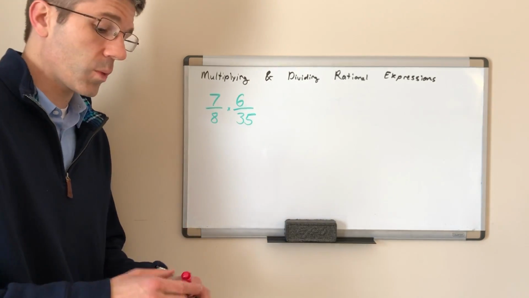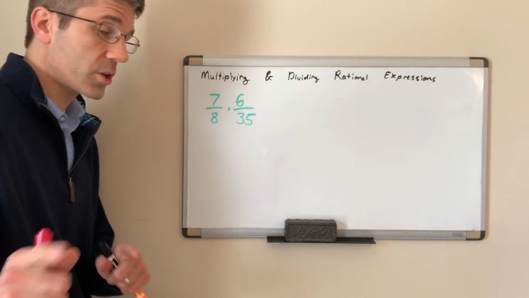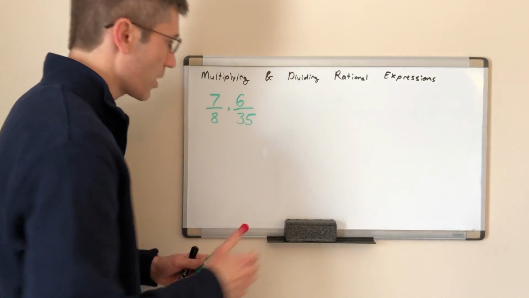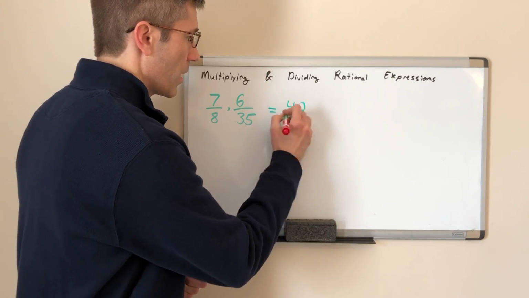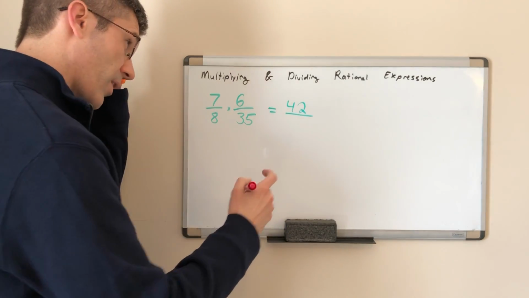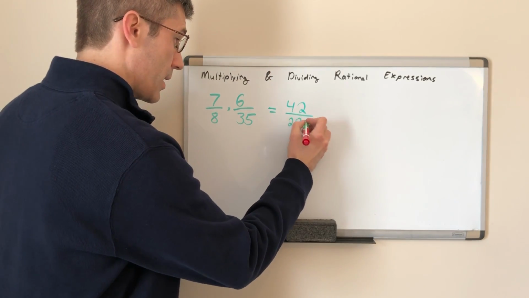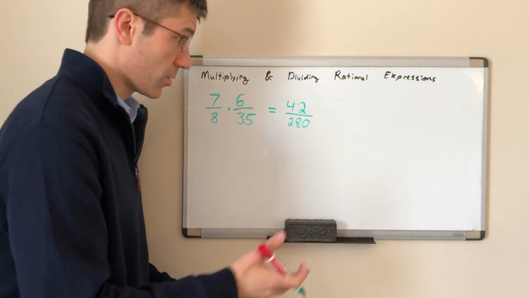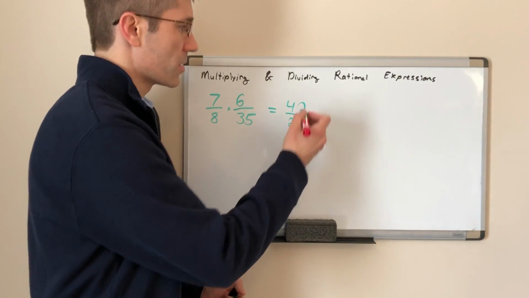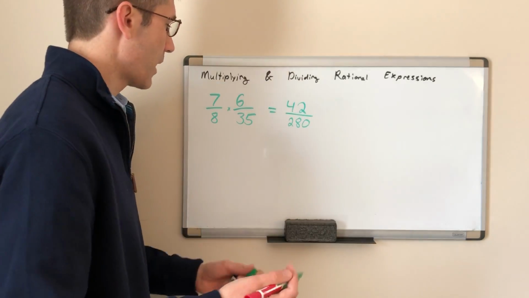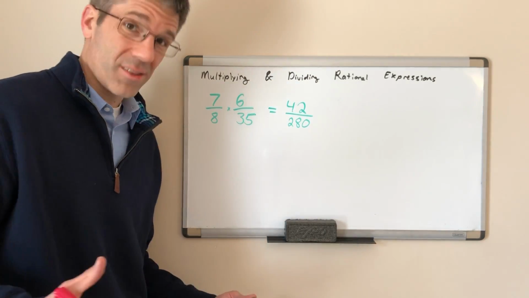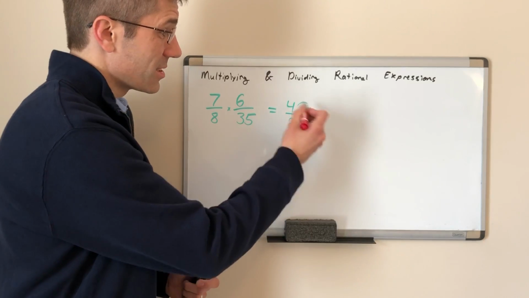In this case, what I could do, and I'm not, is multiply straight across the top. Don't write this. You could multiply straight across the top and you get 42, and 8 times 35 gives you 280. Then you would reduce it. What goes into 42 also goes into 280, and you would reduce that whole thing. And yeah, it would be great. I'm not going to, and the reason is that sometimes these numbers get really big.